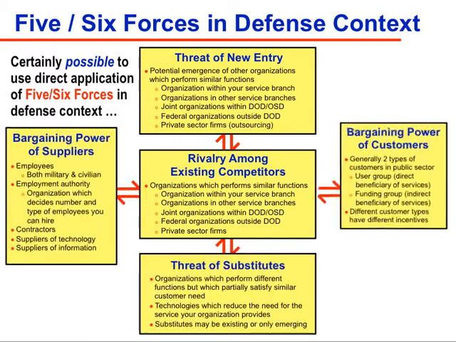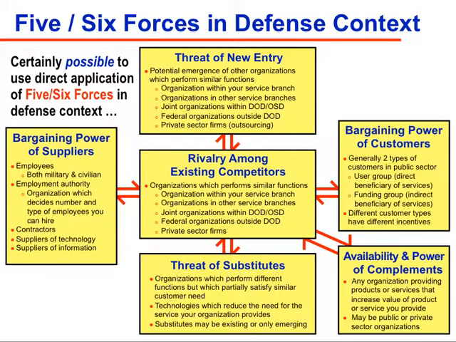figuring out who your rivals might be, so this identifies who you might be looking at in considering rivals or existing competitors, who might be potential new entrants, what might be substitutes, what might be your suppliers, your employees, your contractors, suppliers of technology, etc. Who might be the customers, and these usually come in two types, the users and the funders. Who might be the complements if you're going to do the 6 forces. And so you certainly can do it.